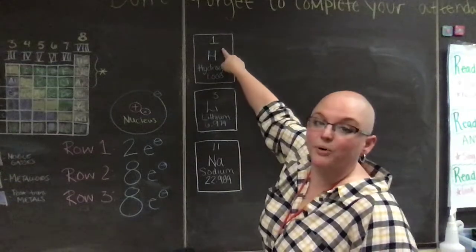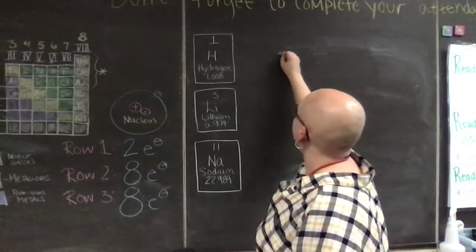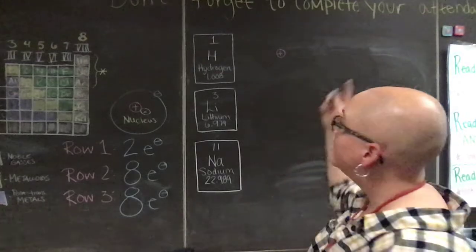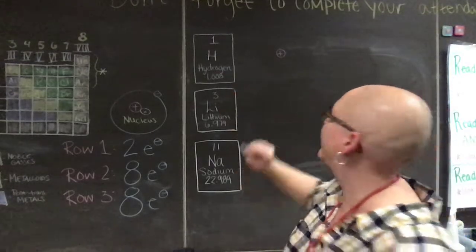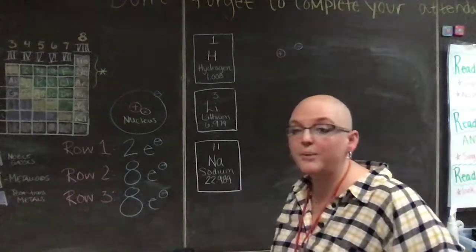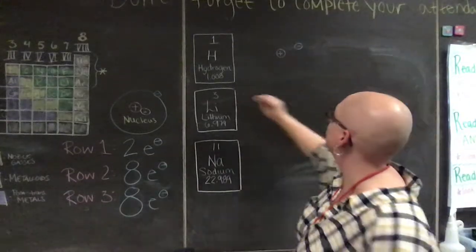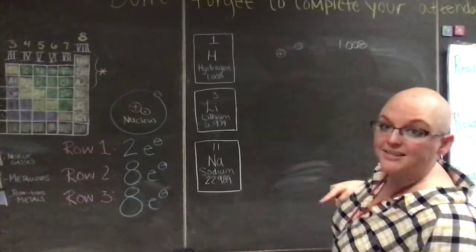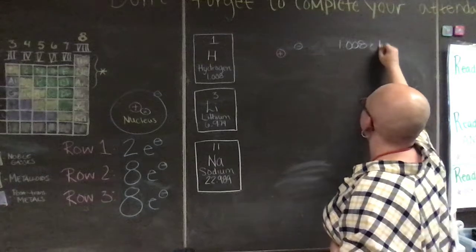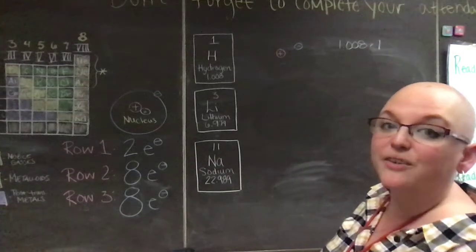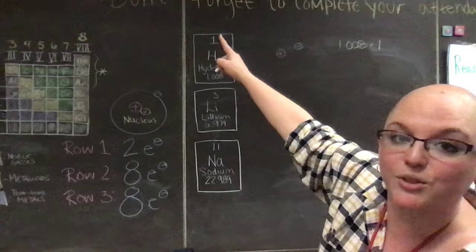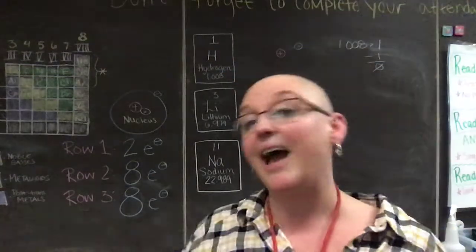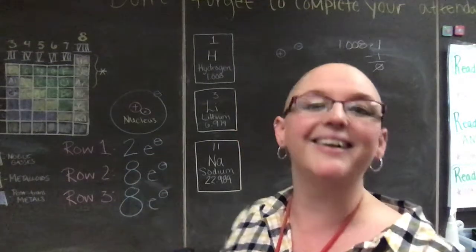Hydrogen is atomic number 1. Therefore, we know it has 1 proton. It also has atomic number 1, meaning that it also has but 1 electron. To determine the number of neutrons, we need to take our atomic mass of 1.008 and round that to the nearest whole number, which gives us just 1. And from that, we subtract the atomic number, which is also 1. 1 minus 1 is 0, so we have 0 neutrons in the average hydrogen atom, and that is okay.